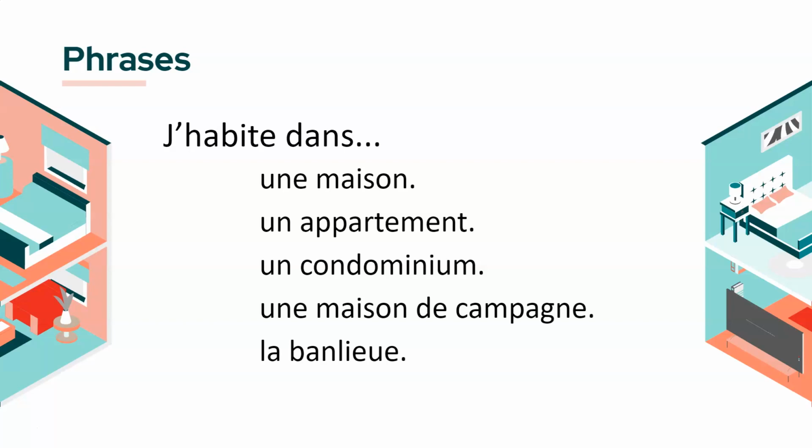And you may notice that that S at the end of dans is pronounced, and that is because the first word of maison and appartement, condominium, and maison de campagne is un or une. And since that begins with a vowel, that S at the end of dans is pronounced. So j'habite dans une maison.